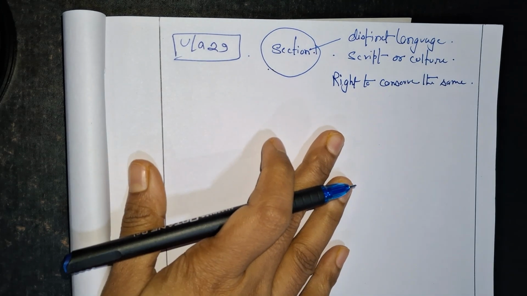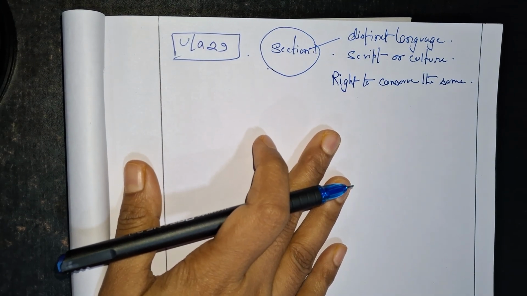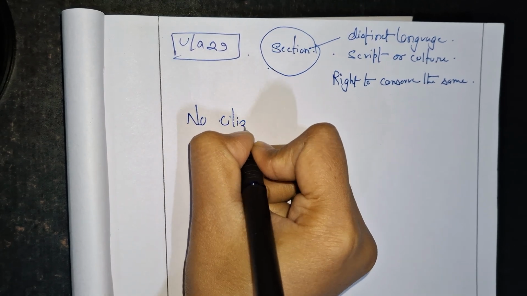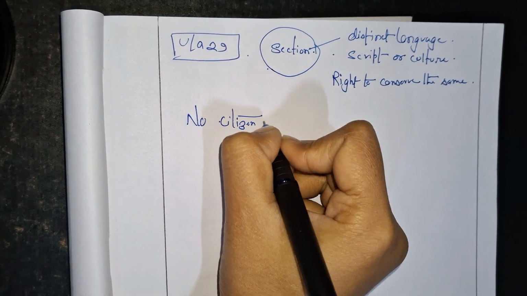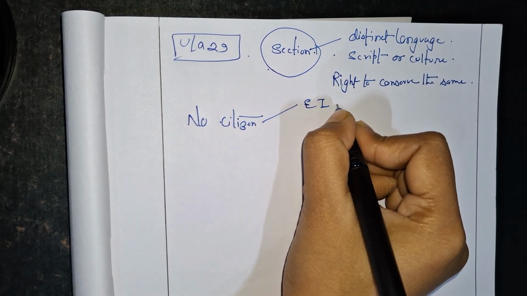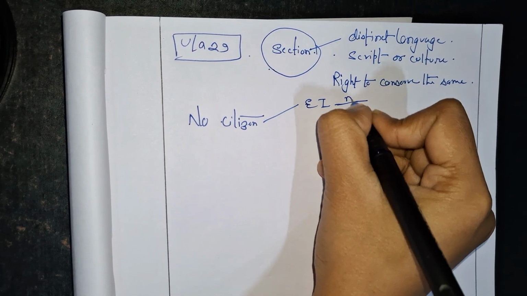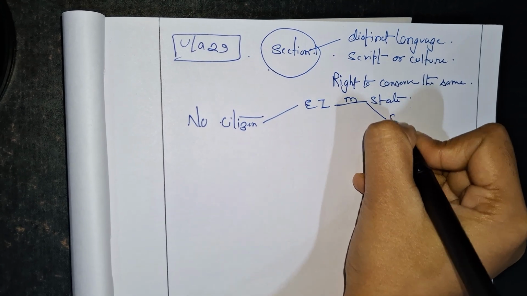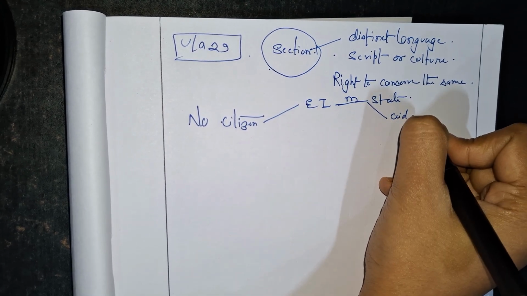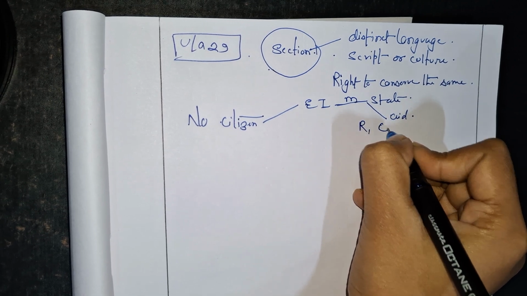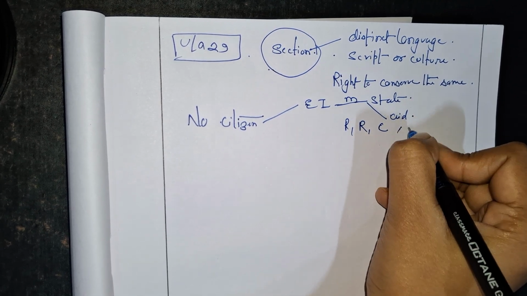Okay. Article 29 also says that no citizen shall be denied admission in any educational institution maintained by the state or receiving aid out of state fund on the ground only of religion, race, caste or language.